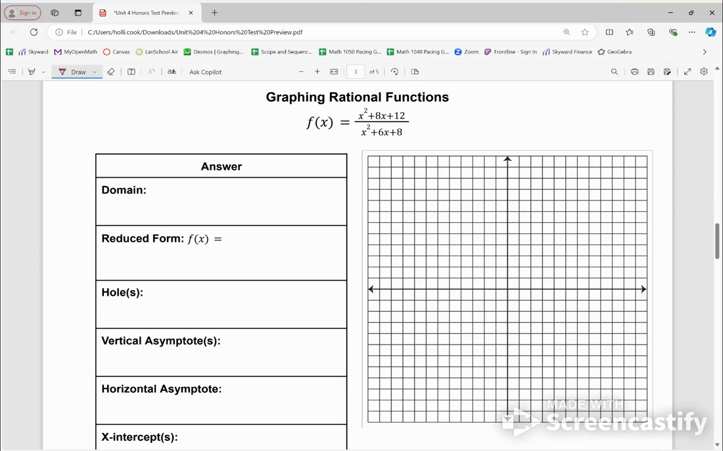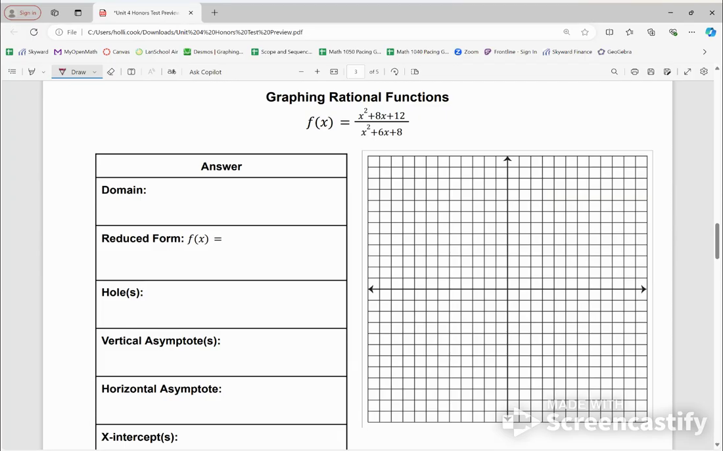Okay, so now we're going to talk about graphing rational functions. Now on your test preview, you do have 3 problems. On your actual test, you will only have 1 problem. Okay, these are just a few different examples for you to practice.